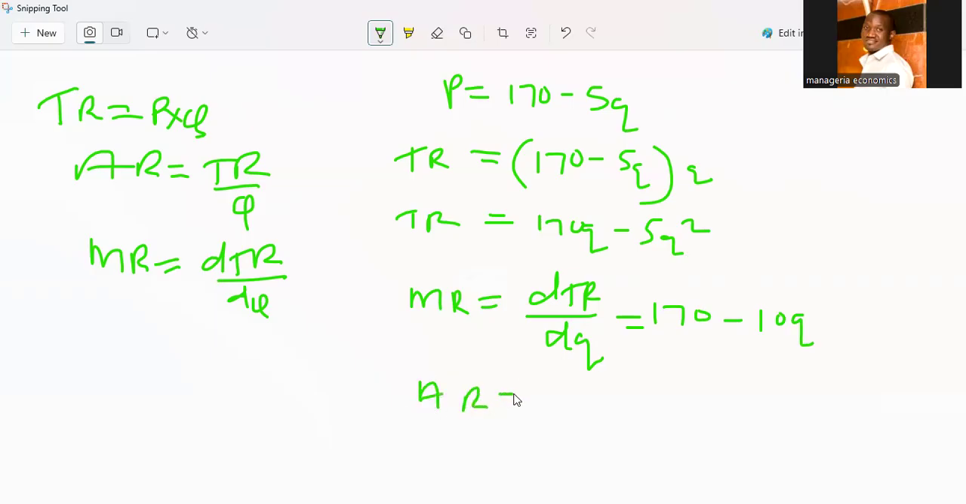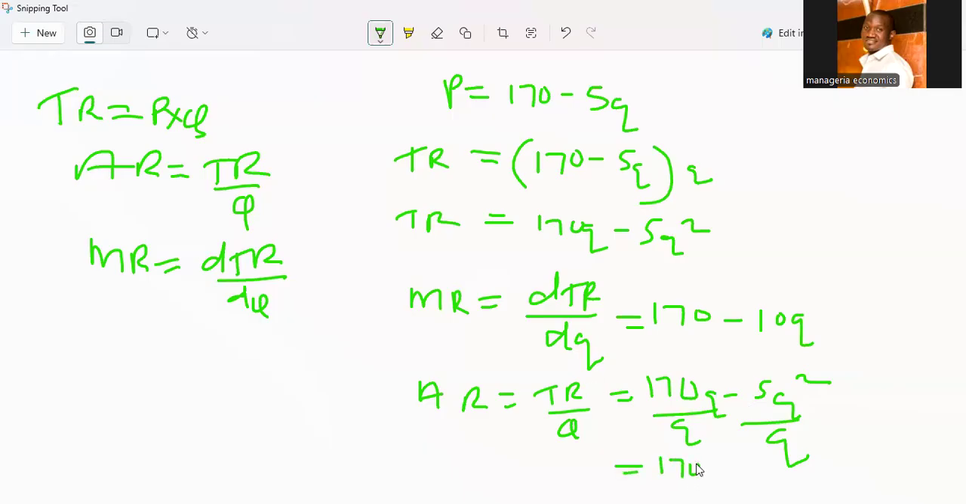The average revenue is simply when you divide your total revenue by quantity. So our total revenue, we already found it is 170Q minus 5Q squared. So when you divide by Q, our average revenue, go back to our original price function, which is 170 minus 5Q. So this is called our average revenue.